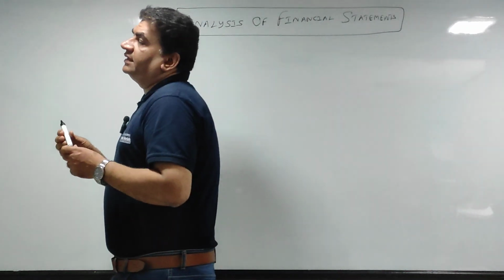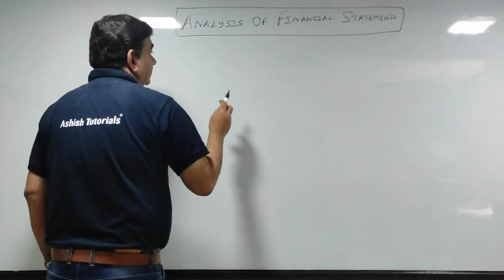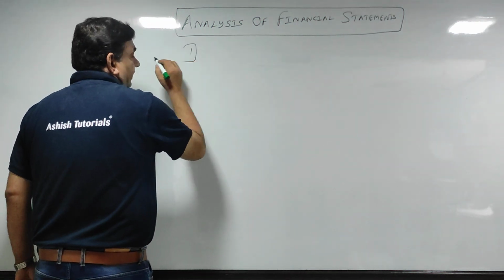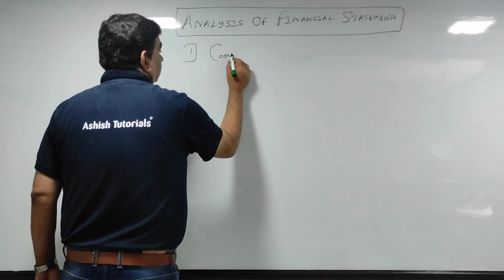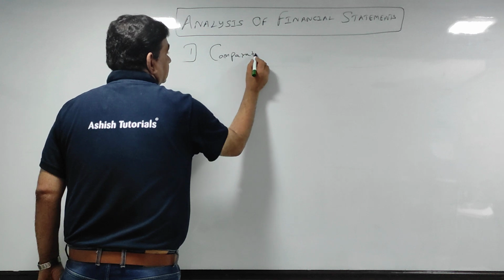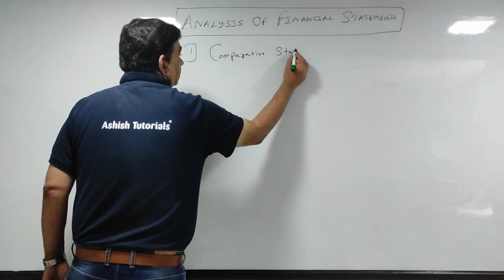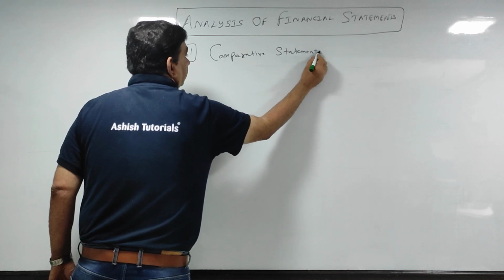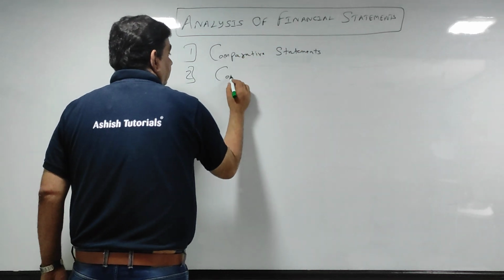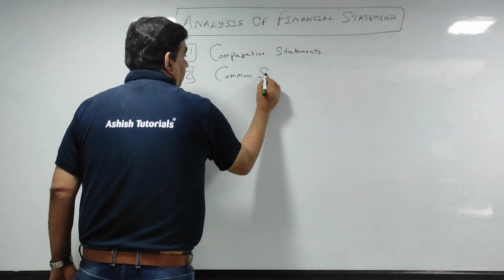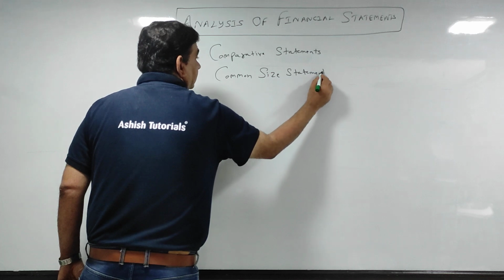Now guys, see, in your syllabus, there are 4 parts in this chapter. One is comparative statements. I'll tell you one by one what is in it. Second, common size statement.